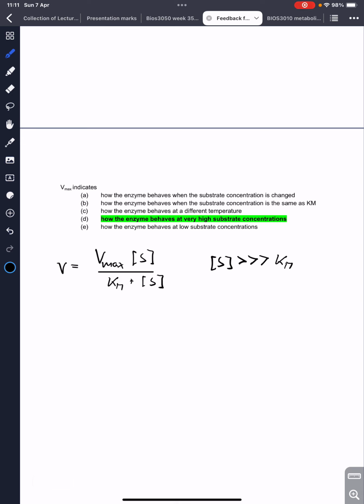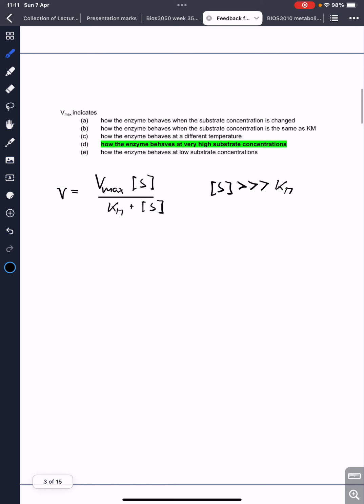So what does Vmax actually tell us? And that is in the next question. And it tells us how the enzyme behaves at very high substrate concentration. So we've got our Michaelis-Menten equation here, and we say the substrate concentration is very, very high. Therefore, we can write Km plus S. This is approximately the same as S, because S is so much bigger than Km.